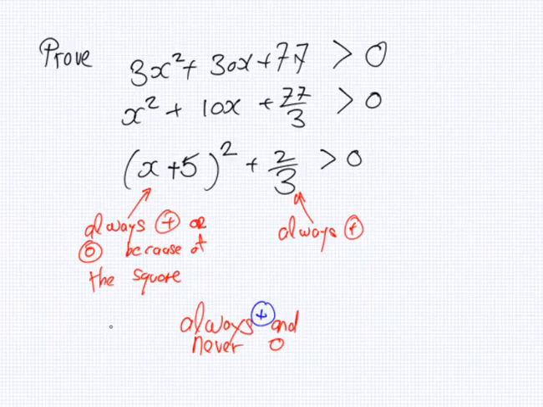And this one? It's always 2 over 3, so this one is always positive. So if you have a number which is always positive, plus a number which is sometimes positive and sometimes 0, the result is always positive. And could it ever be 0? No. Always positive and never 0. And this is the end of the proof.